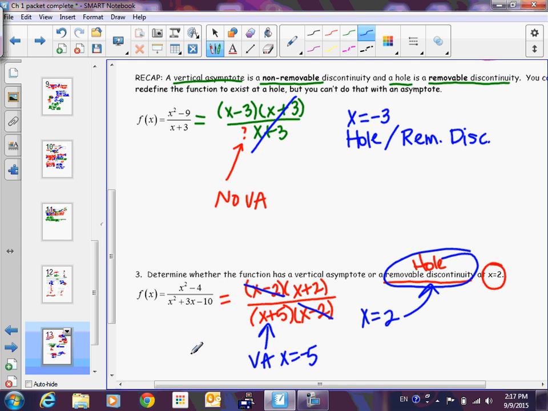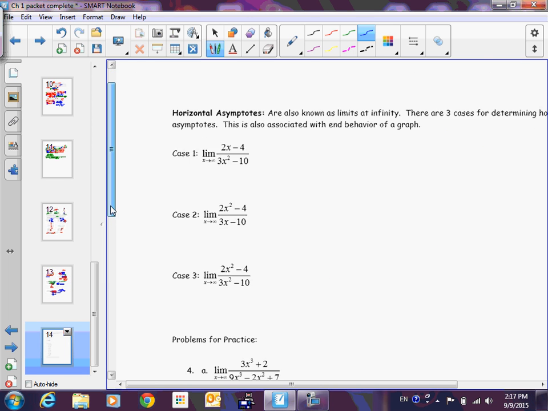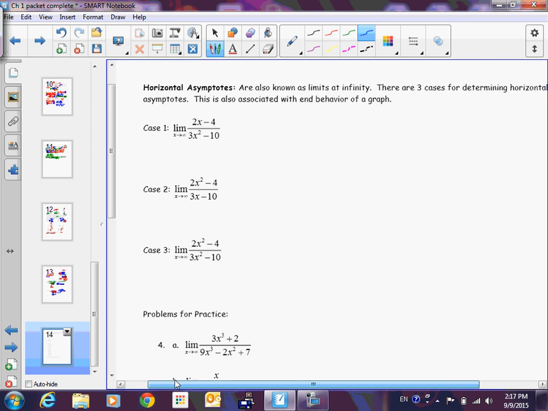Okay, so I feel like we've kind of exhausted the vertical asymptote situation. Let's talk about horizontal asymptotes now. The answer here would be hole, removable discontinuity, because it said determine whether the function has which one at x equals 2. So I just put this in there as extra. All right. Now, do you remember your horizontal asymptote rules?